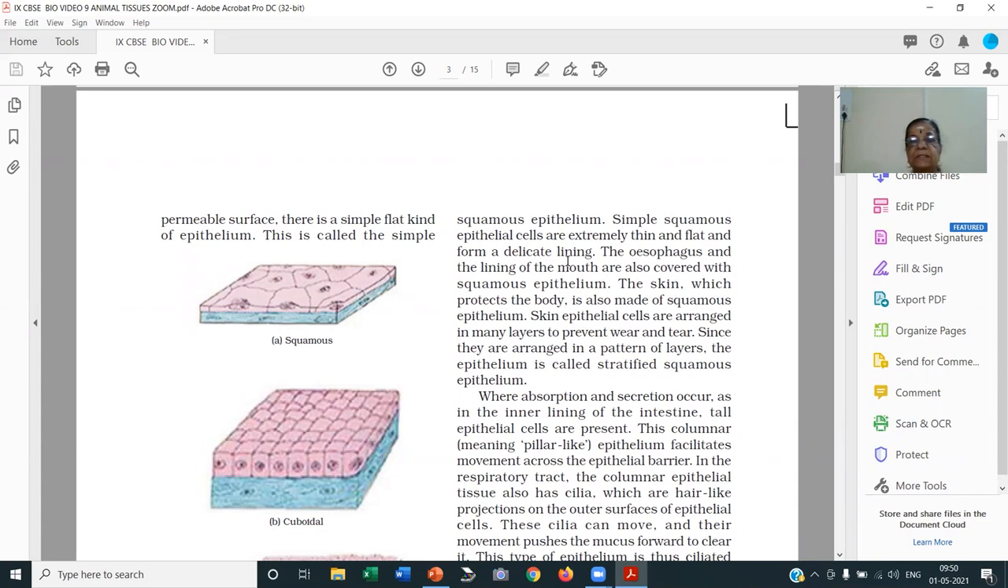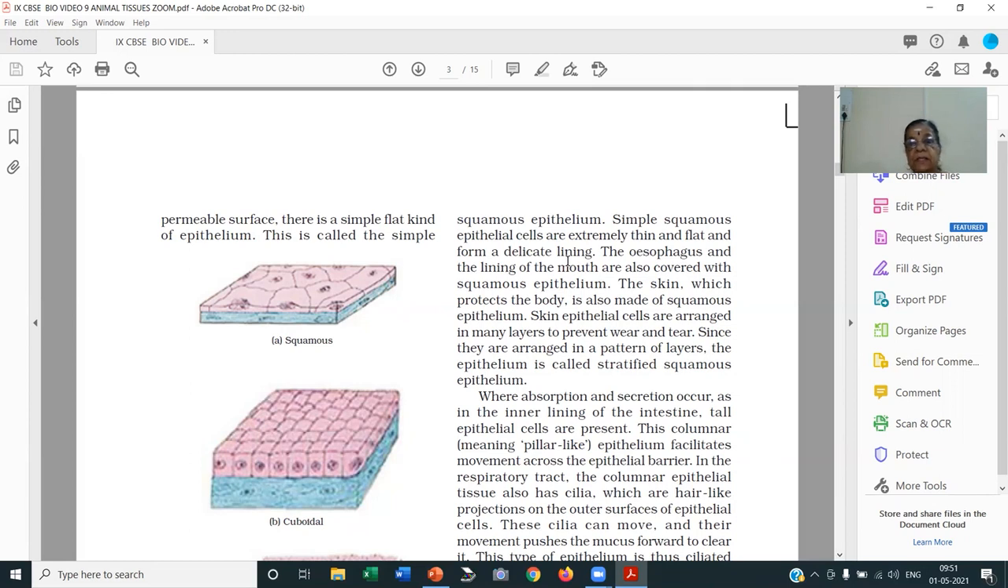The esophagus and the inner lining of the mouth are also covered with squamous epithelium. Location of squamous epithelium: esophagus, lining of the mouth, skin which protects the body. These are squamous epithelium. Right?